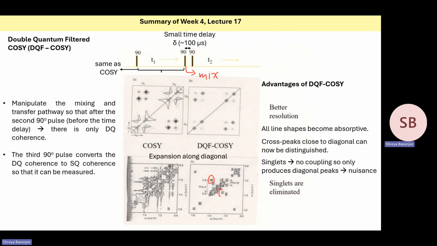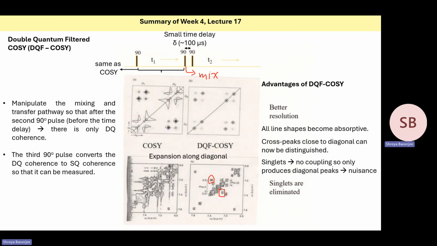This is a cross peak. These are all near the diagonal. But in COSY, the diagonal peaks are so spread out and not well resolved that all these cross peaks are getting lost. In DQF COSY, because the diagonal peaks are now well resolved, you can distinguish the other cross peaks that are near the diagonal. So that is another advantage of DQF COSY.